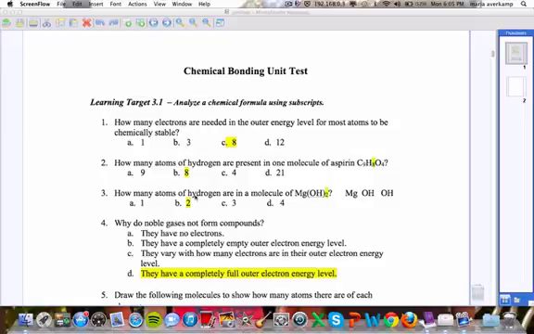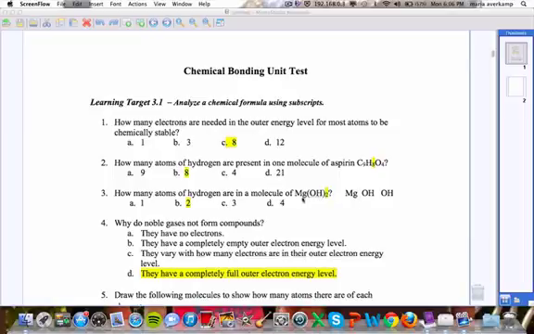Number 3, how many atoms of hydrogen are in a molecule of magnesium hydroxide? In this particular problem, keep in mind this is a polyatomic group. OH is in parentheses, so actually underline it. The outside subscript of 2 tells me I'm going to have 2 repeats of OH.